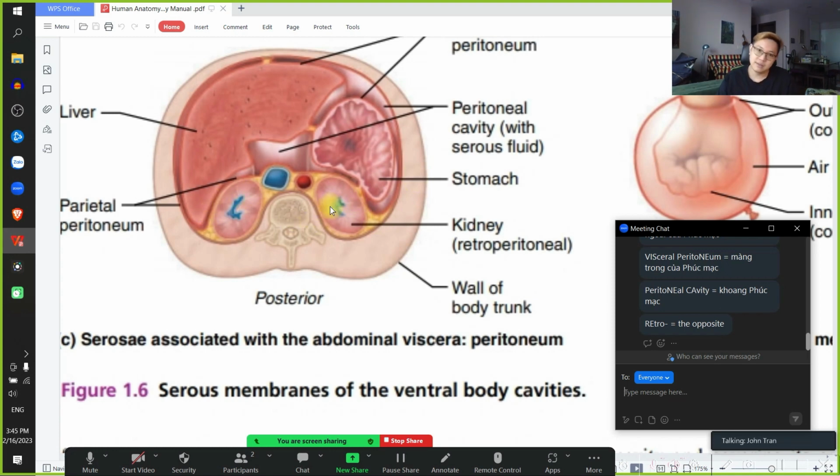But nevertheless, there's still a layer called retroperitoneal in there. Retroperitoneal.